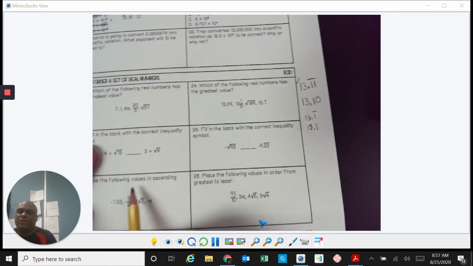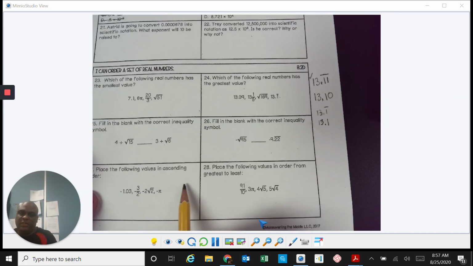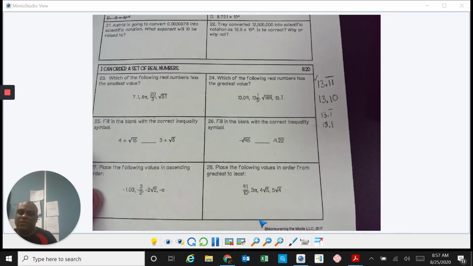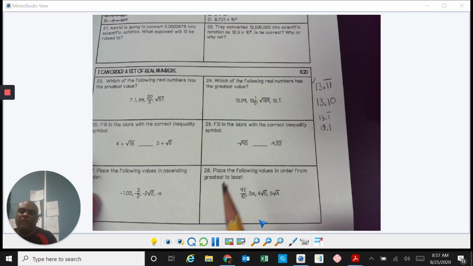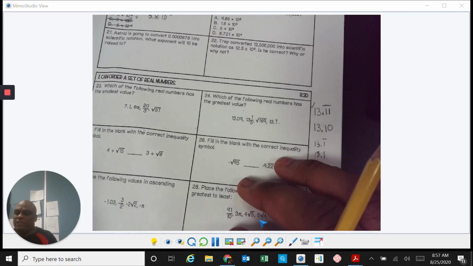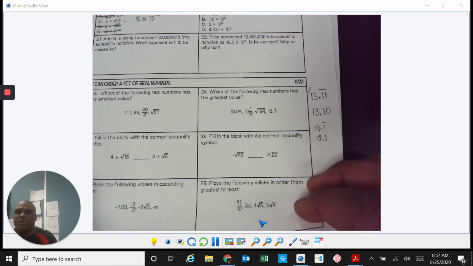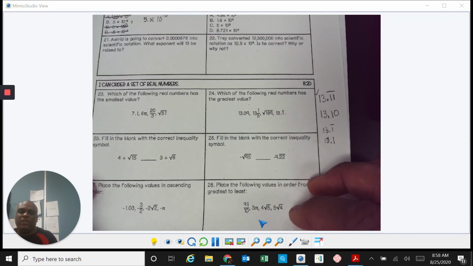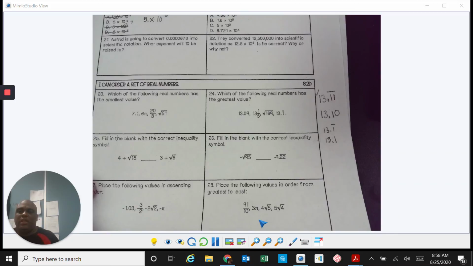Make sure you understand what ascending and descending order mean. Ascending is going up, so that's least to greatest. Descending is going down, that's greatest to least. All right? So go ahead and finish this quick study guide and go over any information that you need, videos, and your digital notebook. Thank you.